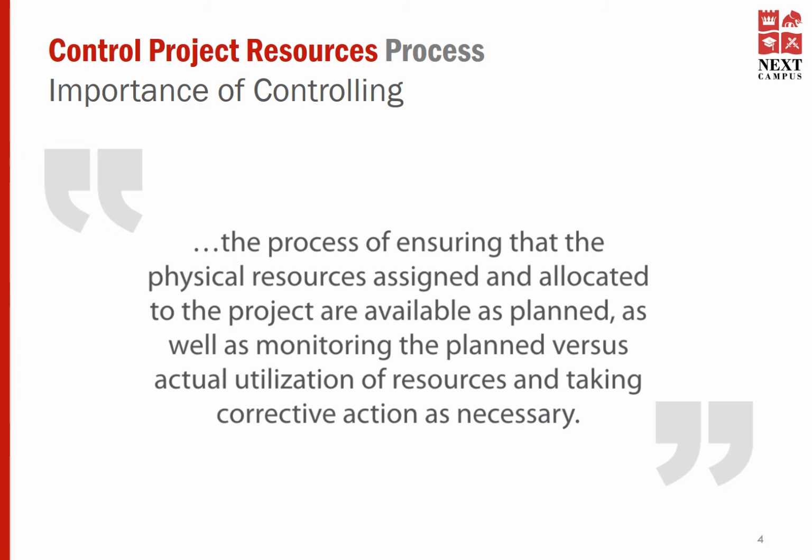To summarize, the control project resources process is a process of ensuring that the physical resources assigned and allocated to the project are available as planned, as well as monitoring the plan versus actual utilization of resources and taking corrective actions as necessary to ensure that the resources are available, managed, and controlled efficiently to meet the project objectives.